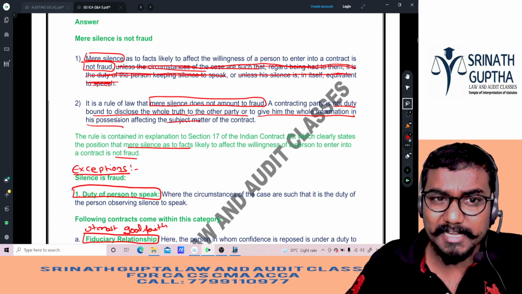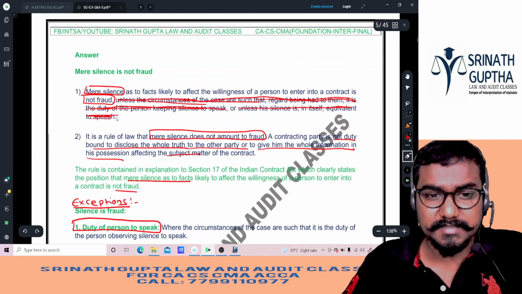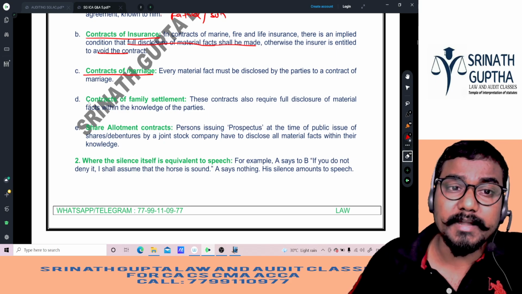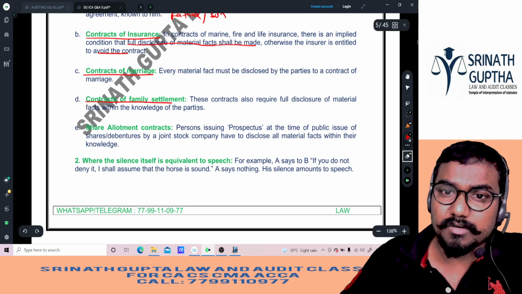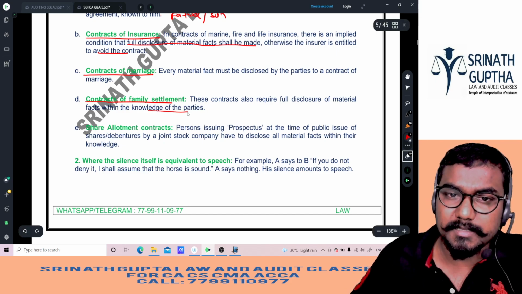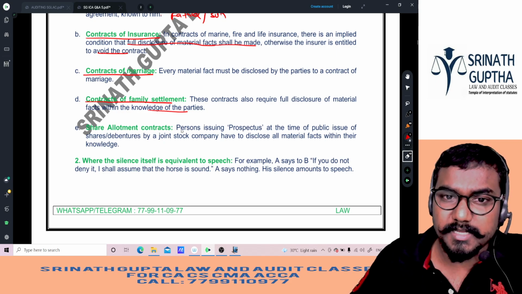But I am not explaining all the things here. My focus is only on the questions. We have discussed all this in the regular class already. Contract of family settlements. So these contracts also require full disclosure of the material facts within the knowledge of the parties, because family settlement is based on faith and allotment of the shares.